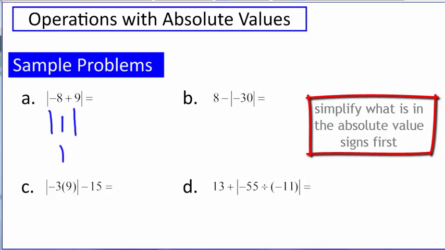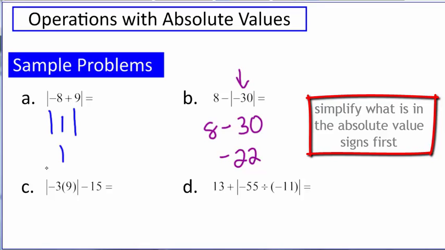This next question, 8 minus the absolute value of negative 30. Well, the absolute value of negative 30, I want to simplify this part here, so I want to find the absolute value first. The absolute value of negative 30 is just 30. So I need to then simplify what's 8 minus 30, and that is a negative 22.